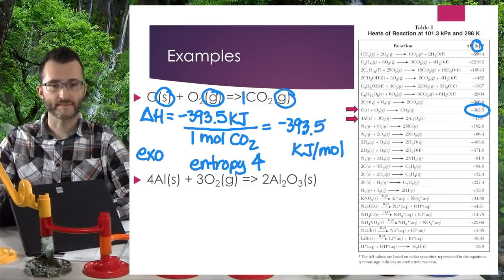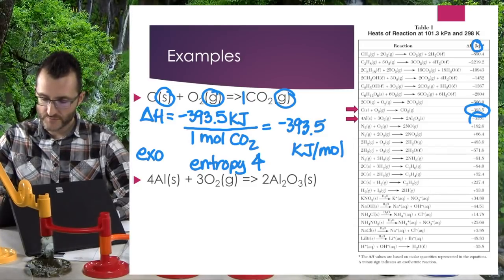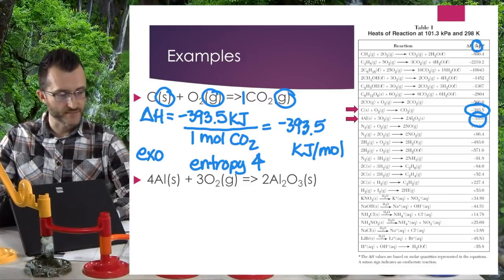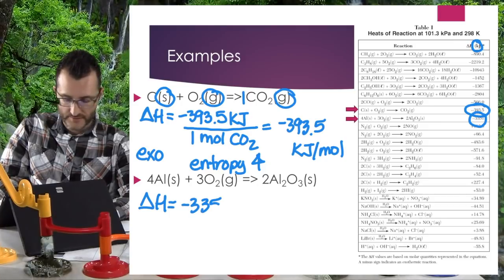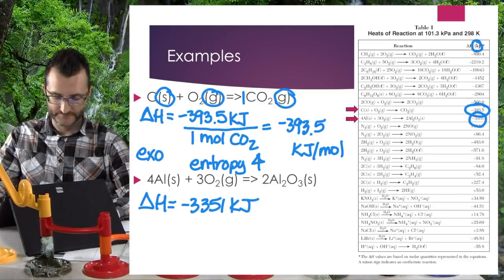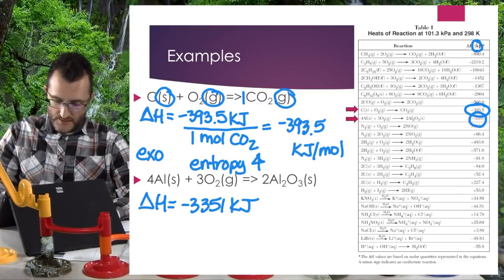We've got 4Al solid plus 3O2 gas yields 2Al2O3 solid. Let's get this delta H value as well. Well, this one is right down below, and this one is also negative 3,351 kilojoules. Okay, let's also make this one a molar quantity of our product. So this one's a little bit different. Let's see if you get this one.